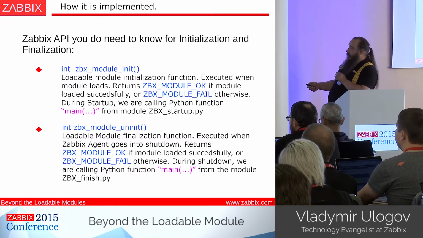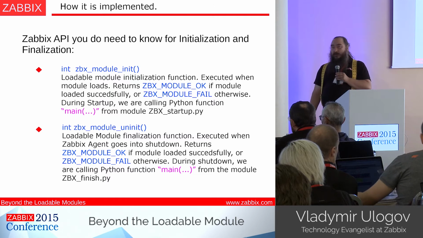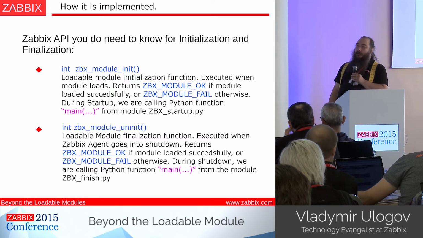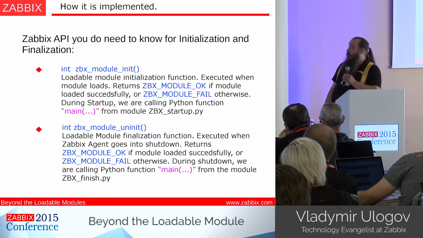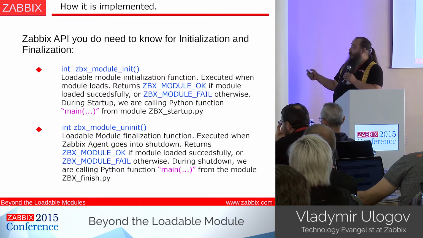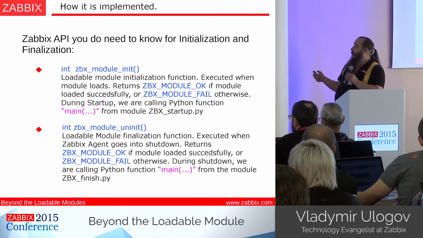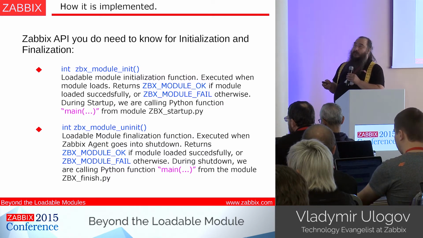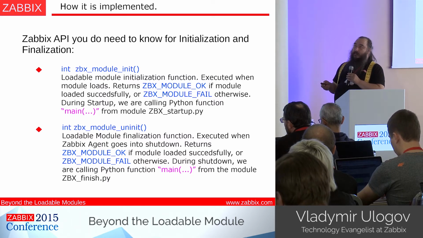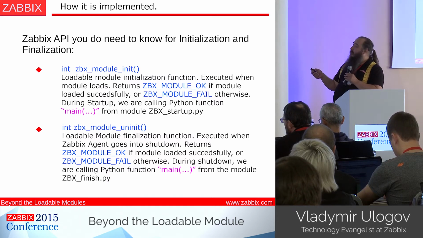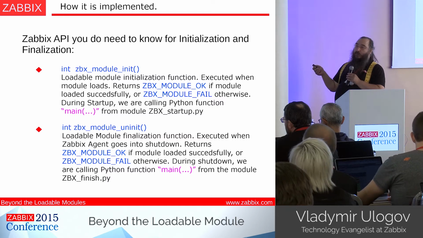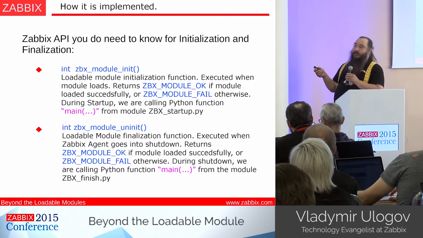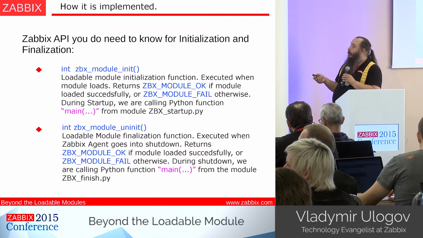It's two main functions. Zabbix module init. This function is called when your module is loaded by the Zabbix component. The function returns either Zabbix module OK or Zabbix module fail, and all the Python initializing routines are called from Zabbix module init. So that's where we initialize our embedded interpreter.